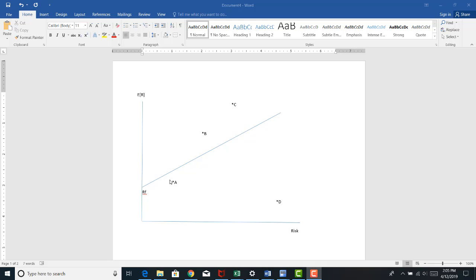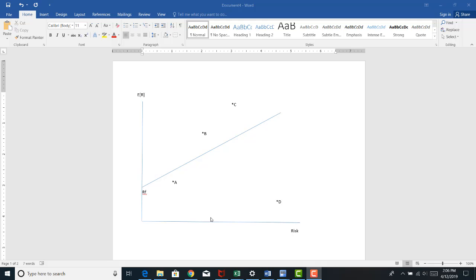And let's say there's a portfolio or an asset A right here, an asset B here, an asset C here, and an asset D down here. Okay, and let's say you're an investor and you have a choice between A and B. Which one would you prefer? Assume that this is the market line. This is what the market pays.